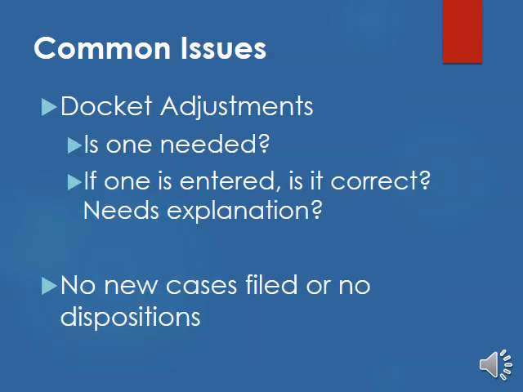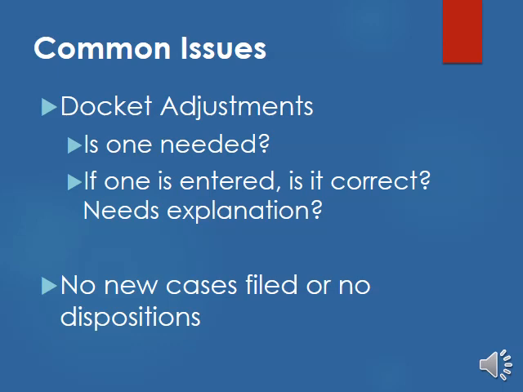If no docket adjustment has been entered, is one needed? Is there a difference between the number of cases that was reported pending at the end of the previous month and the number of cases that was reported at the beginning of the current month? If a docket adjustment is entered in the report, is it correct or is it an error? If it is correct and is fairly significant, an explanation needs to be entered into the report.